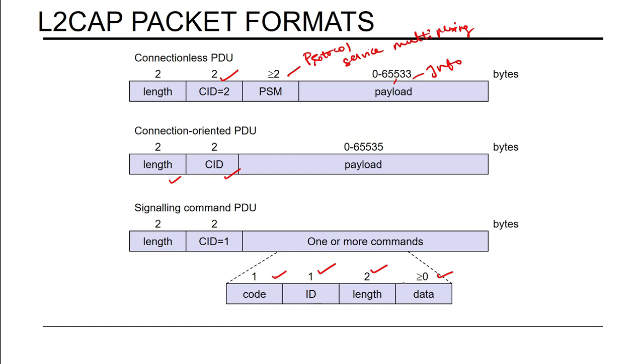So when the value of CID is 1, we can say that it is either used for multiplexing or demultiplexing. And the payload in the connectionless PDU will be having one or more commands. Okay, so one or more commands. So it can either add a command, add a member or remove a member based on the security.